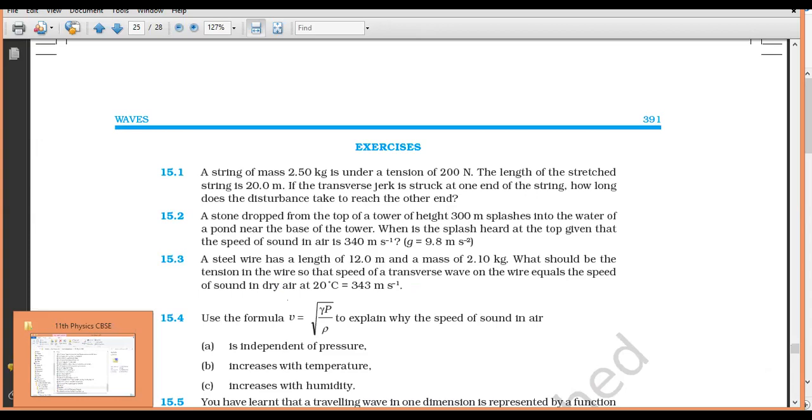Okay, let's see. First one, it says a string of mass 2.5 kg under tension of 200 Newton. The length of the stretched string is 20 meters. If a transverse jerk is struck at one end of the string, how long does it take to reach the other end? So they're asking you to find the time taken. If I want to find the time, I need to find the velocity. If I know the velocity or the speed, then based on the distance, I can calculate the time. So I think they indirectly asked you to calculate the speed.